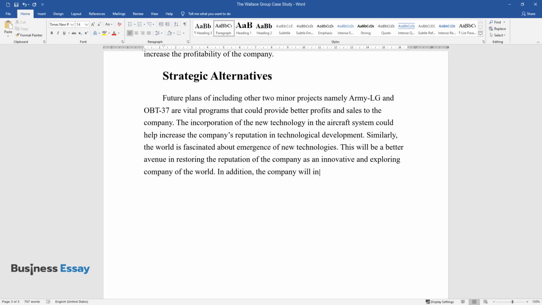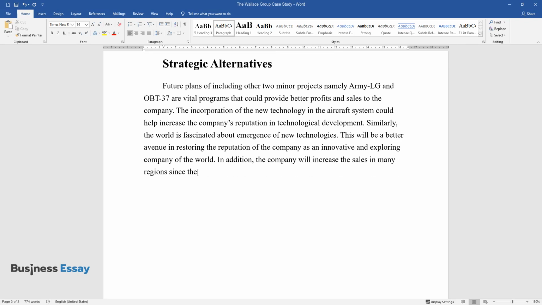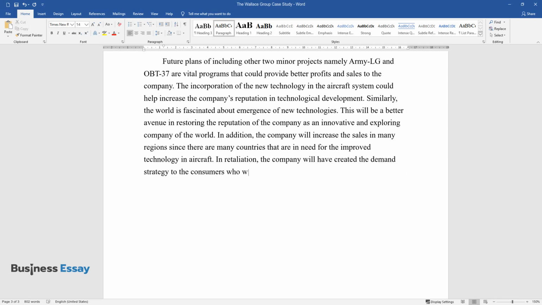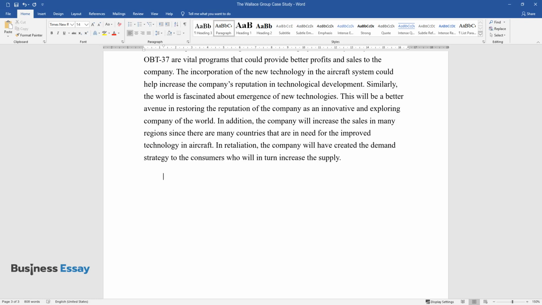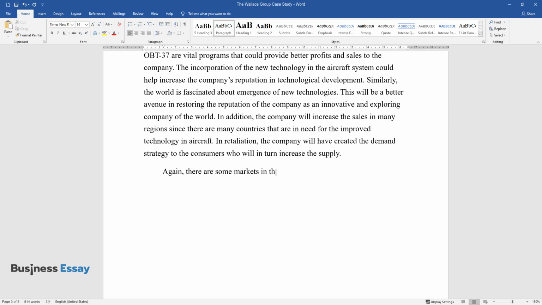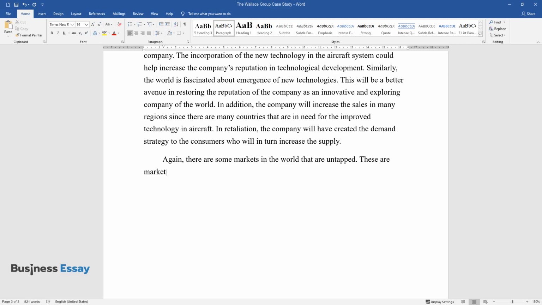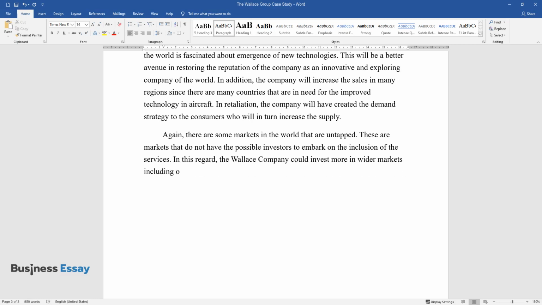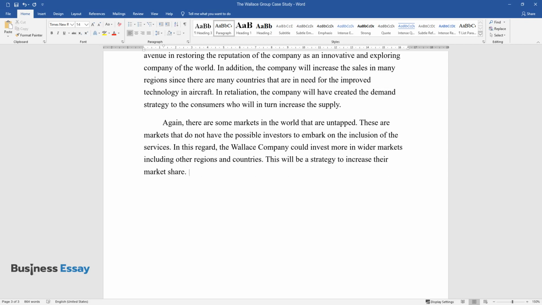In addition, the company will increase the sales in many regions since there are many countries that are in need of the improved technology in aircraft. In retaliation, the company will have created the demand strategy to the consumers who will in turn increase the supply. Again, there are some markets in the world that are untapped. These are markets that do not have the possible investors to embark on the inclusion of the services. In this regard, the Wallace Company could invest more in wider markets including other regions and countries. This will be a strategy to increase their market share.